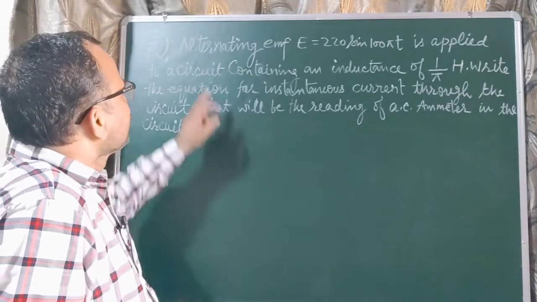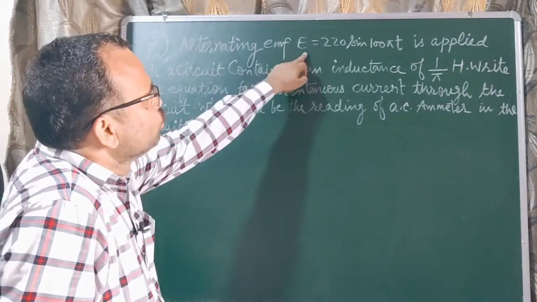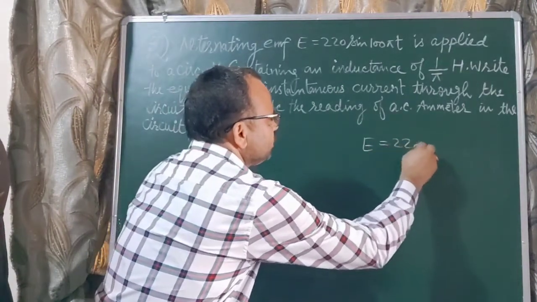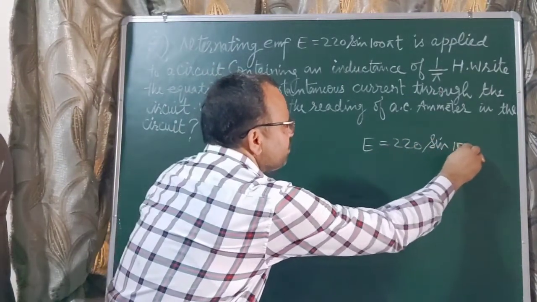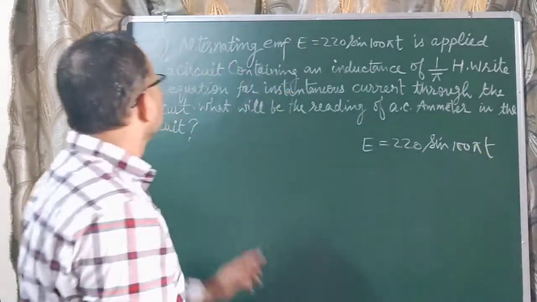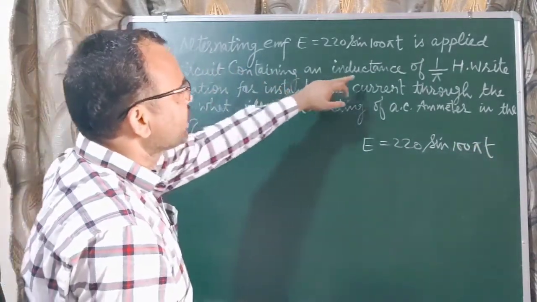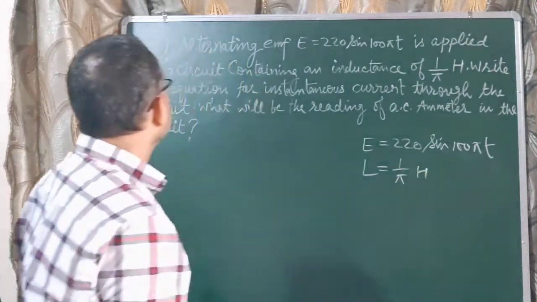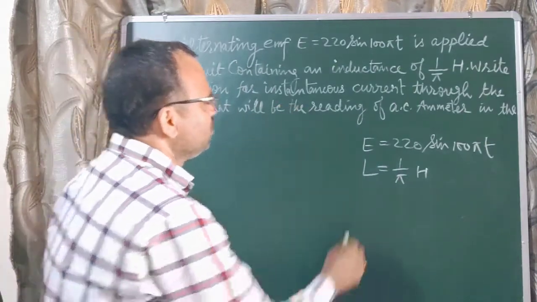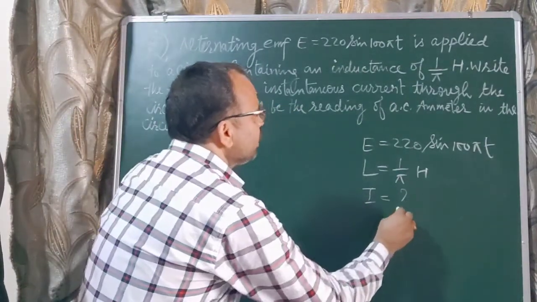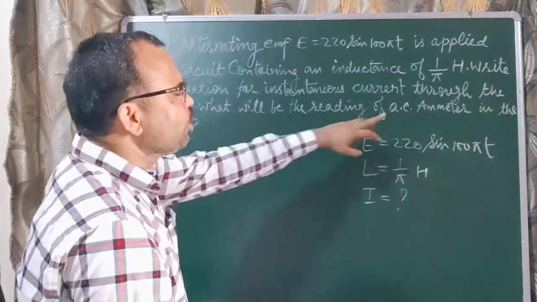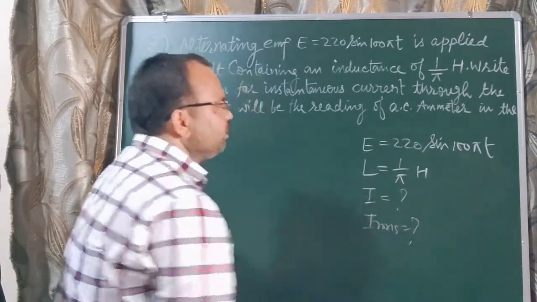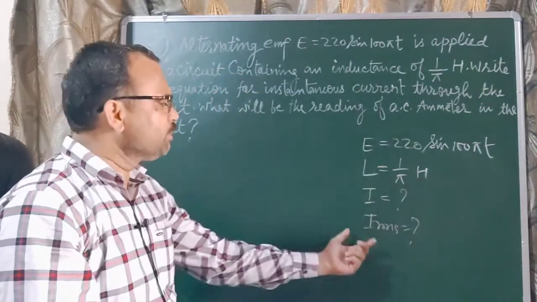Now note another important problem. Alternating EMF E equal to 220 sin 100 pi t is applied to a circuit containing inductance L equal to 1 upon pi henry. Write the equation of instantaneous current, and what will be the reading of the ammeter? That means we have to calculate the RMS value of current, because an ammeter always reads the RMS value of current.